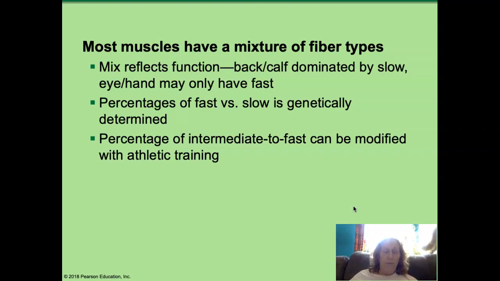Most muscles definitely have a mixture of the fiber types, and that mixture reflects the function. The back calf is dominated by slow fibers, and the eye and hand may only have fast, and these percentages of fast and slow are genetically determined. They can be modified somewhat, the percentage of intermediate to fast, through athletic training.